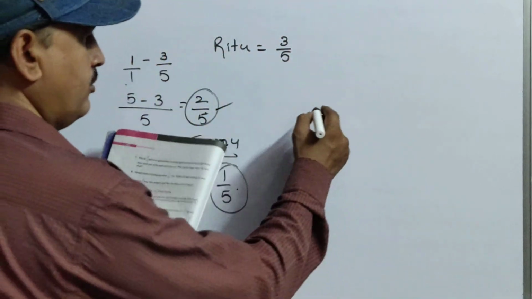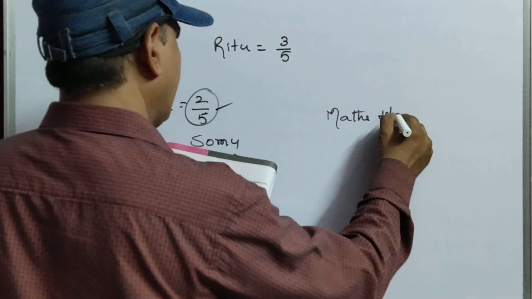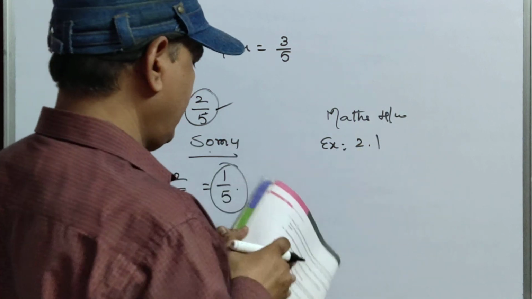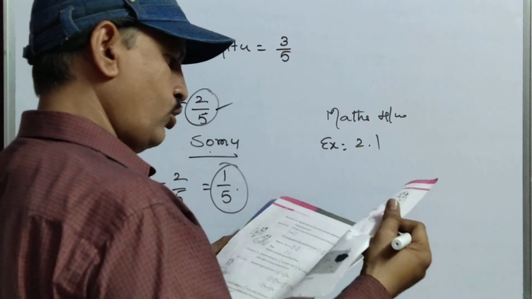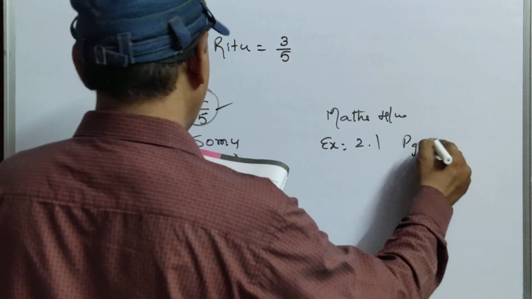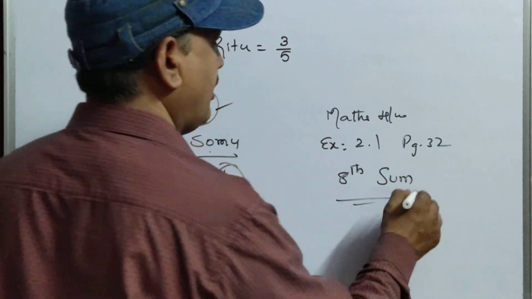So right now, maths homework: exercise 2.1, right? Exercise 2.1, page number 32, 8th sum. Okay, 8th sum you can do as homework.